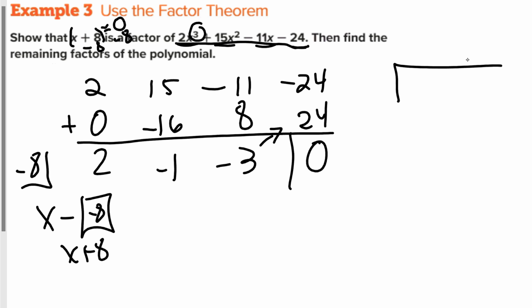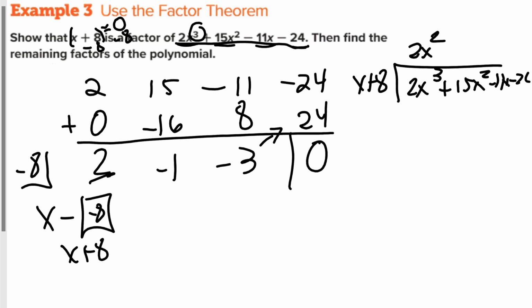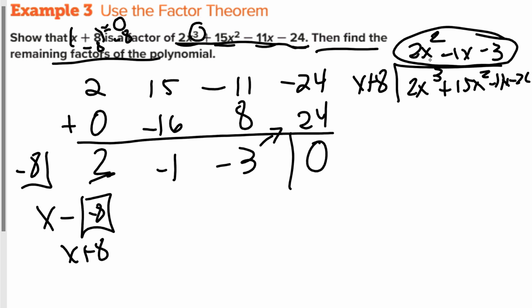So if I write it out as a long division, x plus 8, I get 2x cubed goes in right here. If I did long division, I would get an answer of 2x squared, -1x, and a -3. It goes in evenly. Well, they want to find all the remaining factors. So what I can do is look at my answer, my quotient. These are just my A, my B, and my C.